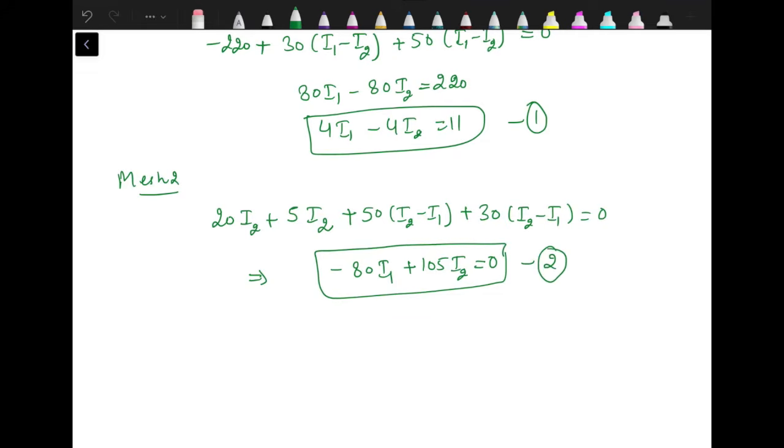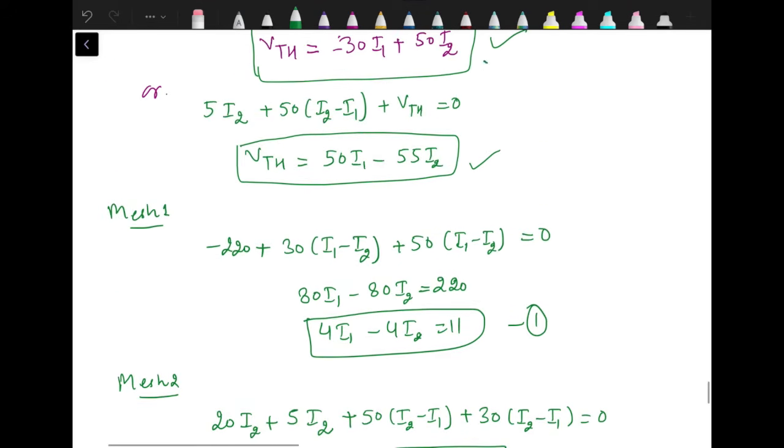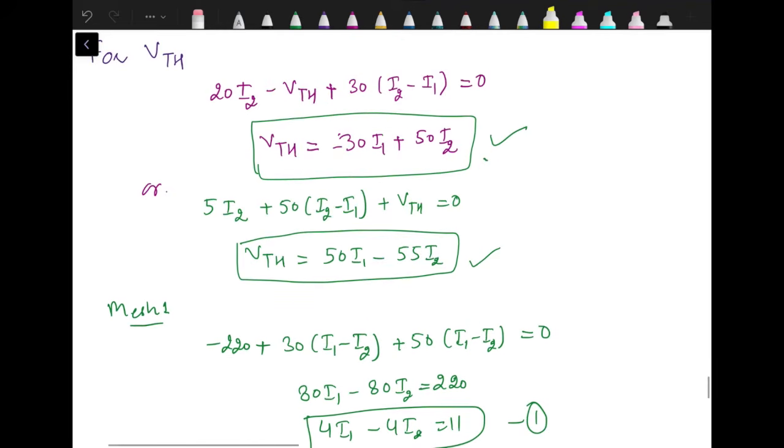Now solve these two equations simultaneously to find the values of I1 and I2. I1 is 11.55 amperes. I2 is 8.8 amperes. Now we can use the values of I1 and I2 either in this equation or in this equation. Both equations will give us the same answer.